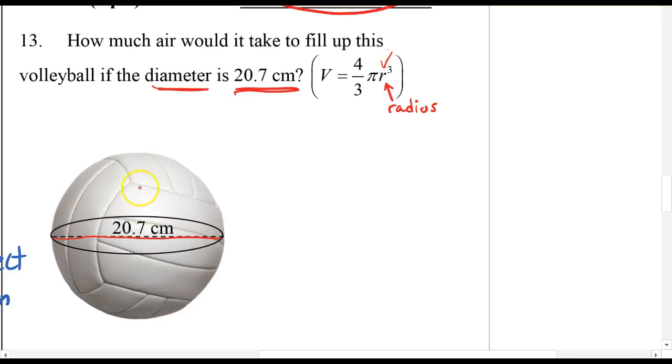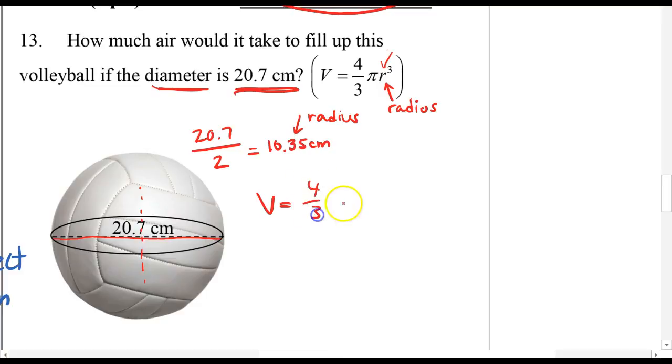And remember, radius is just half of the diameter. So if I do 20.7 divided by 2, that will give me half. Okay, and 20.7 divided by 2 is 10.35 centimeters. Okay, so now I take my equation, and that's our radius. I basically just took half of the diameter.